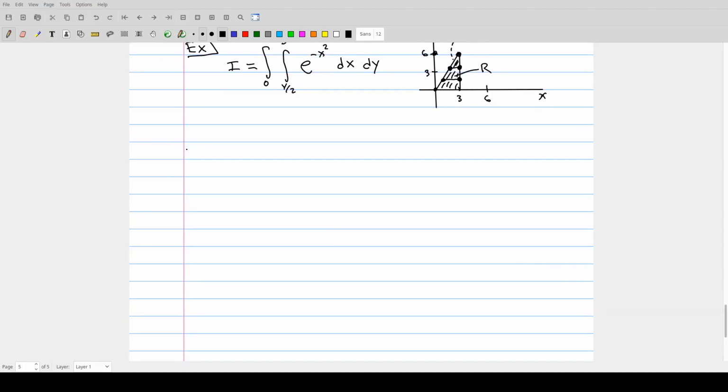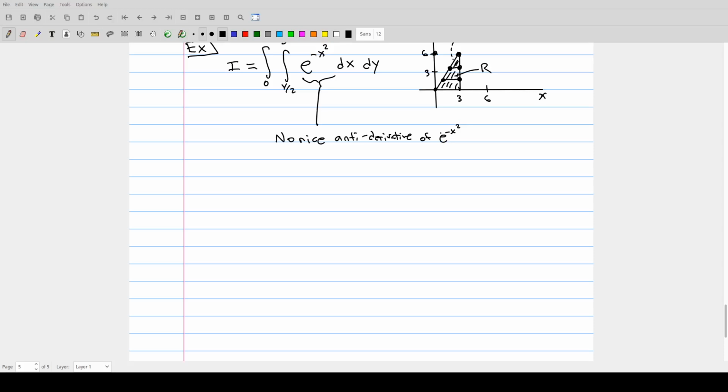So the problem here is that if you try and go through and do this antiderivative of e to the negative x squared dx, you're going to run into an issue. The function e to the negative x squared is one example of a function which does not have a nice antiderivative. So there's no nice antiderivative of e to the negative x squared.